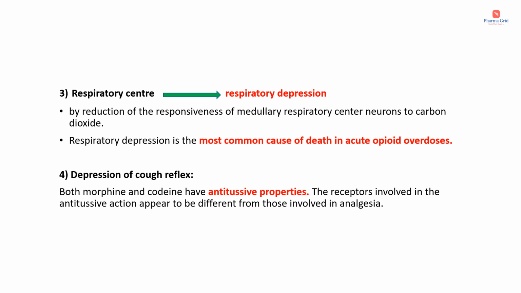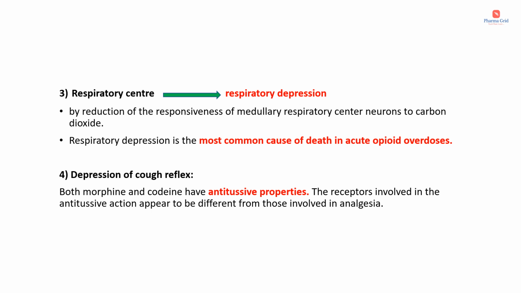Next one is the respiratory center. In the respiratory center, these opioid drugs will cause respiratory depression. How? By reduction of the responsiveness of the medullary respiratory center neurons to carbon dioxide. Respiratory depression is the most common cause of death in acute opioid overdoses.